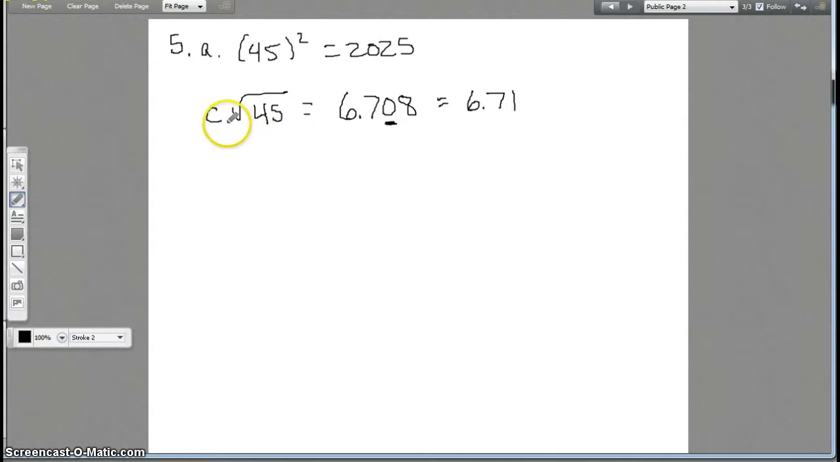If your answer is not an integer or rounded to the hundredth place, then you have not actually done what the problem has asked for. It says give your answer as an integer, or if you have a decimal answer, give it rounded to the nearest hundredth. Okay, let's look now at part E.